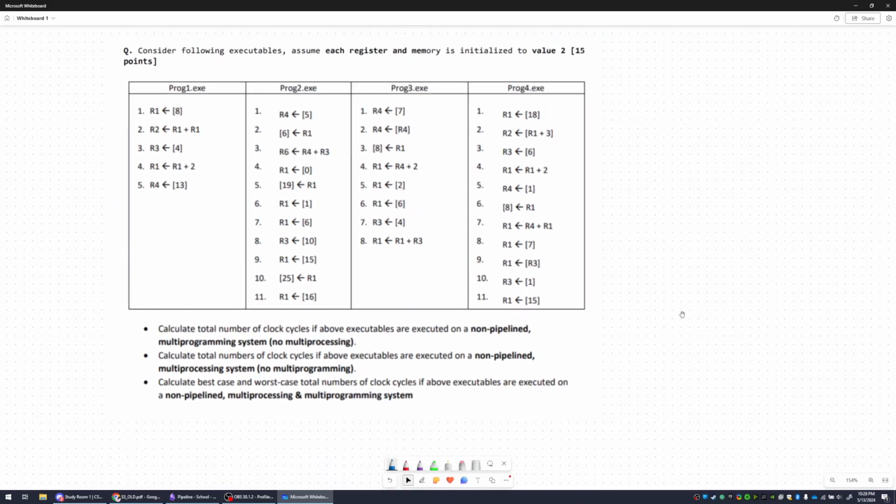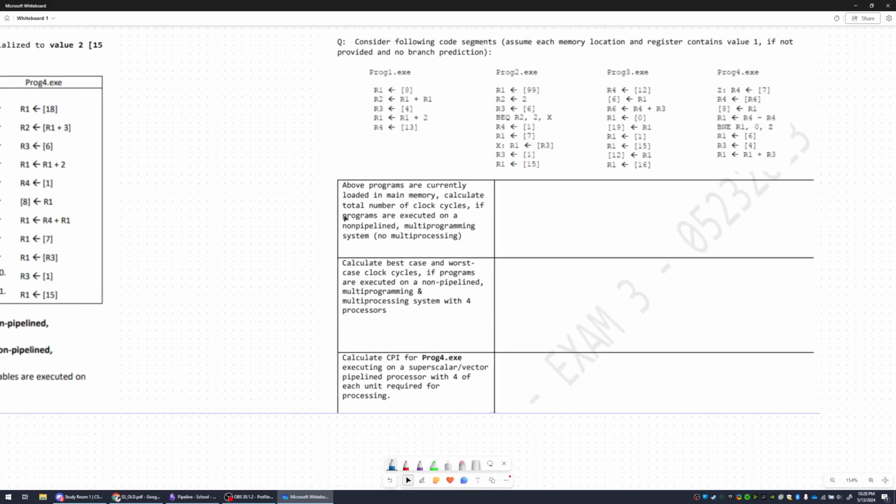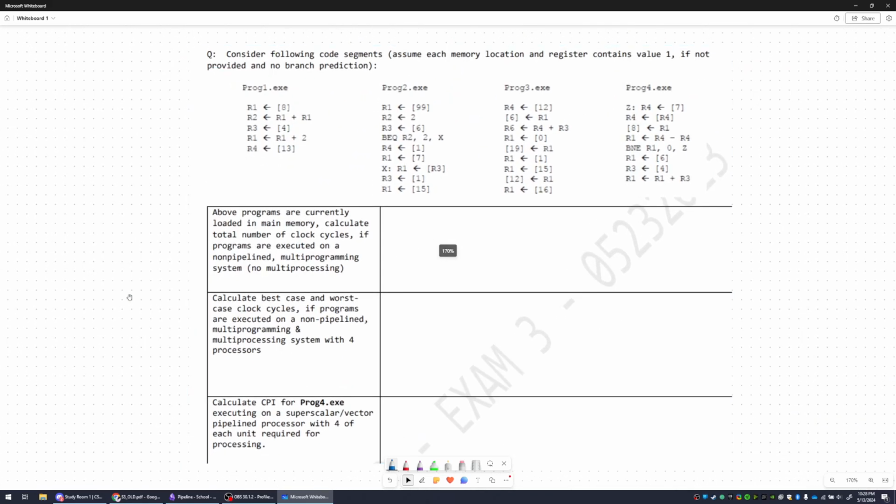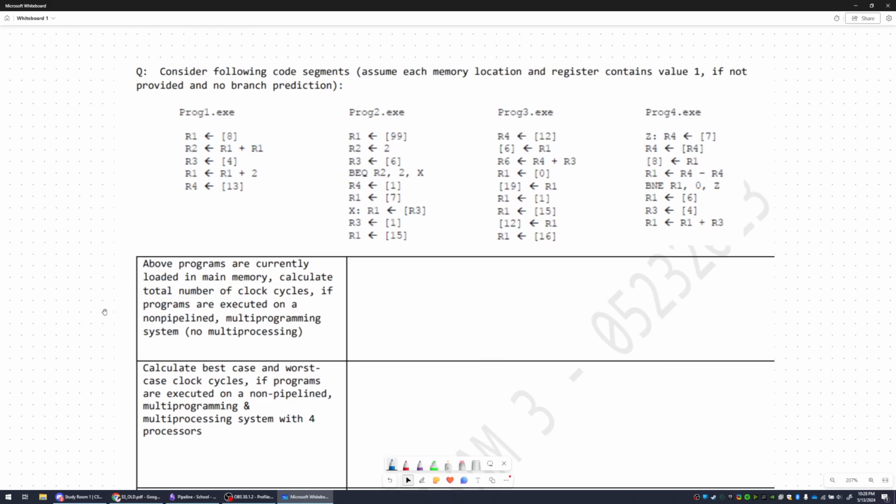Okay. This is literally the problem set question, right? So we can skip this. And then what about this? This is a different question, right? Okay. This branches that. So this code is straightforward. This one: assume each memory location and register have value 1. There's no branch prediction. Okay.